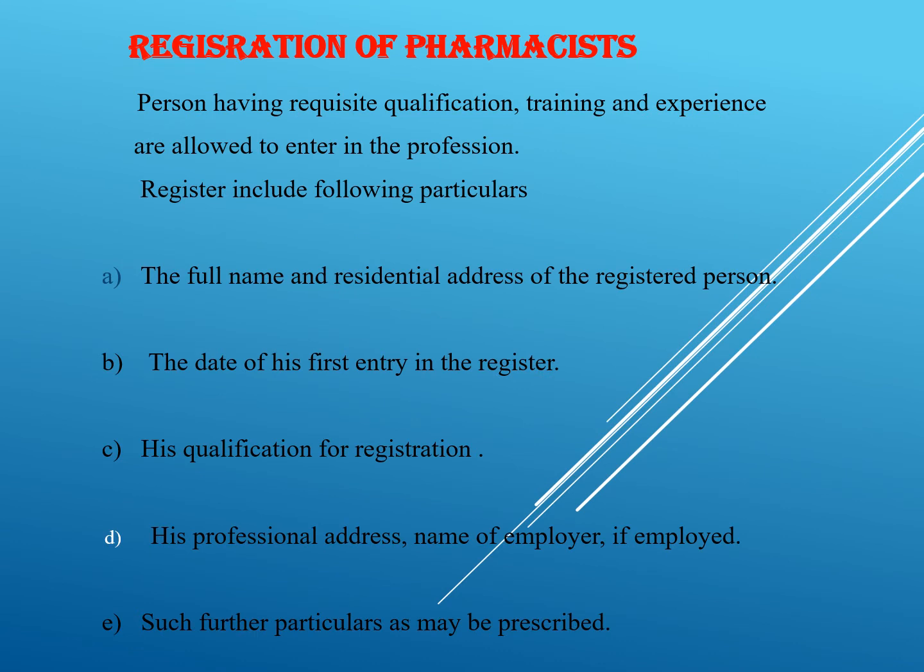Registration of pharmacist. Persons having requisite qualification, training and experience are allowed to enter the profession. The register includes the following particulars. First, the full name and residential address of the registered person. Second, the date of his first entry in the register. Third, his qualification for registration. Fourth, his professional address and name of employer if employed. And last, such further particulars as may be prescribed.